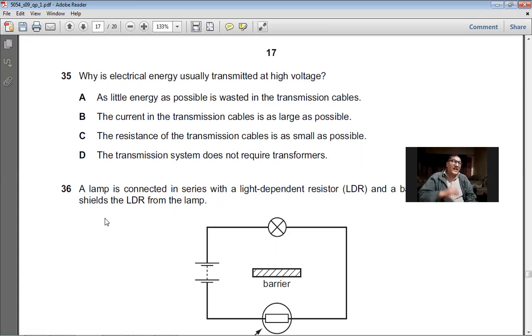So this says, why is electric energy usually transmitted at high voltage? As little energy as possible is wasted in the transmission cables. The current in the transmission cables is as large as possible. No. The resistance of the transmission cables is as small as possible. And the transmission system does not require transformation.